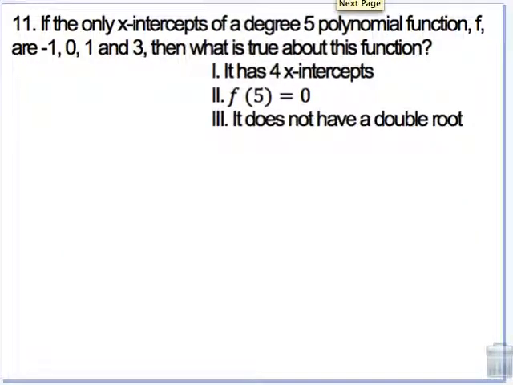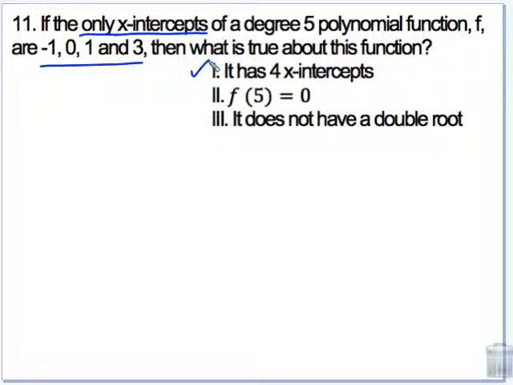All right, next one. If the only x-intercepts of a degree 5 polynomial function are at -1, 0, 1, and 3, then what is true about this function? It has 4 x-intercepts. Well, in the statement, we know that the only x-intercepts are -1, 0, 1, and 3. So how many x-intercepts is that? Well, it's 4. So this is definitely true.